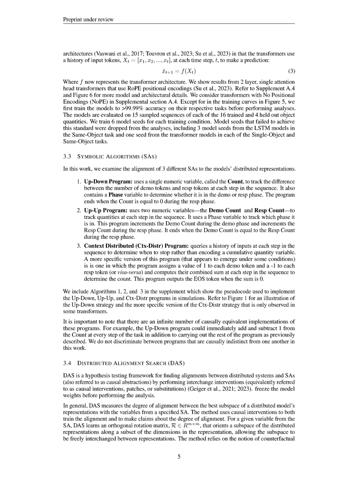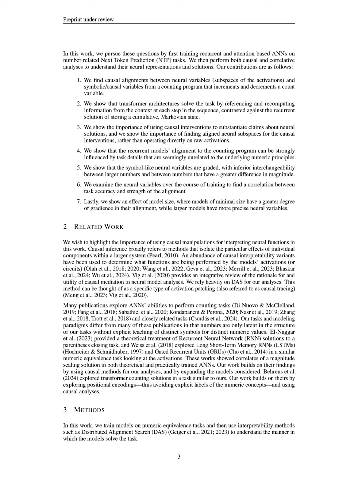In contrast, transformer models exhibited a reliance on context-based strategies, as evidenced by their high interchange intervention accuracy, IA, when using the context-distributed CTX distribution program. Our use of distributed alignment search, DAS, allowed us to substantiate these claims through causal interventions, which provided a clearer understanding of the neural representations compared to previous methods that lacked such rigorous causal analysis. Additionally, we highlighted the importance of model size, showing that larger models had more precise neural variables, thus enhancing the interpretability of their numeric representations.